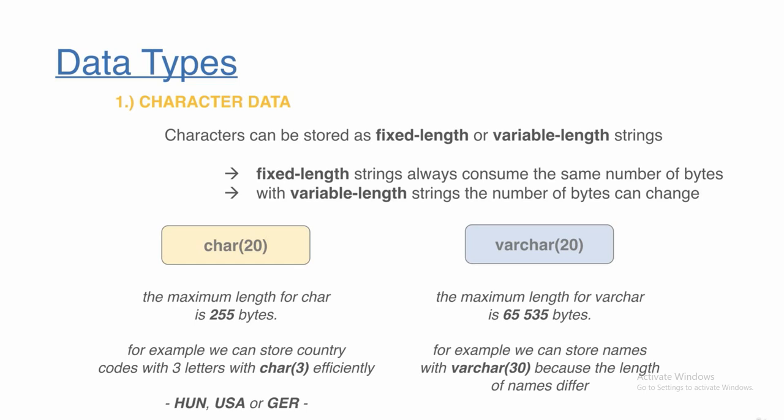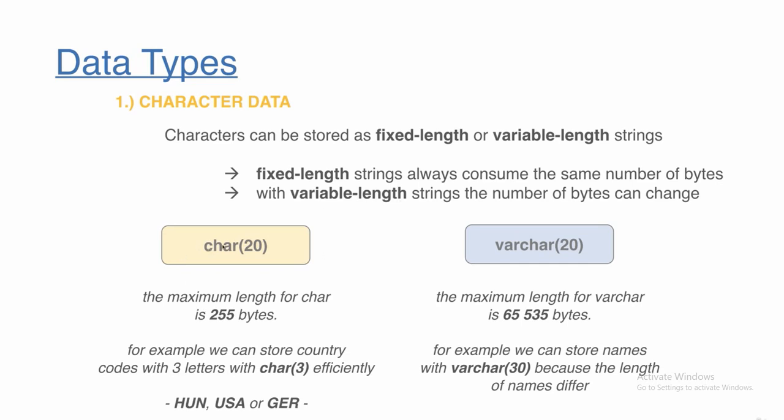Characters can be stored as fixed length or variable length strings. As far as the fixed length strings are concerned, it always consumes the same number of bytes, and this is the so-called char. As far as variable length strings or varchars are concerned, the number of bytes can change. So this is the crucial difference between chars and varchars. Chars are fixed length strings, varchars on the other hand are variable length strings.